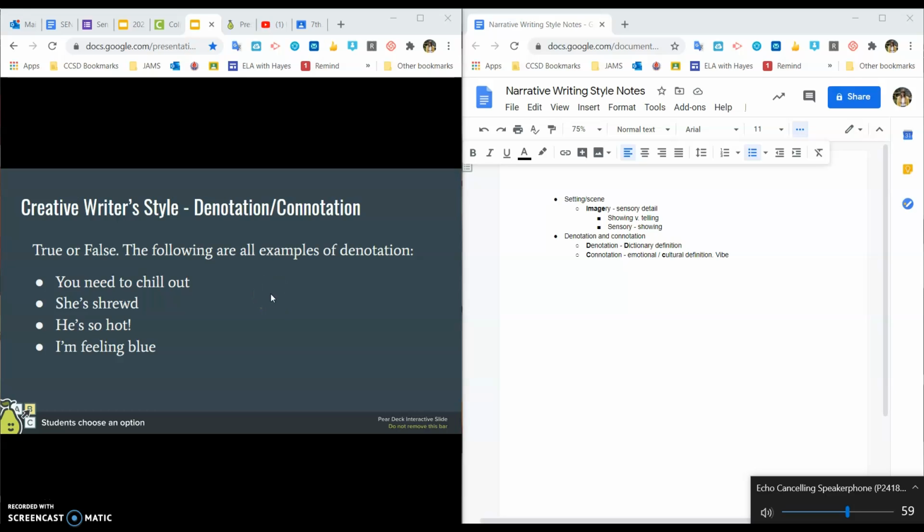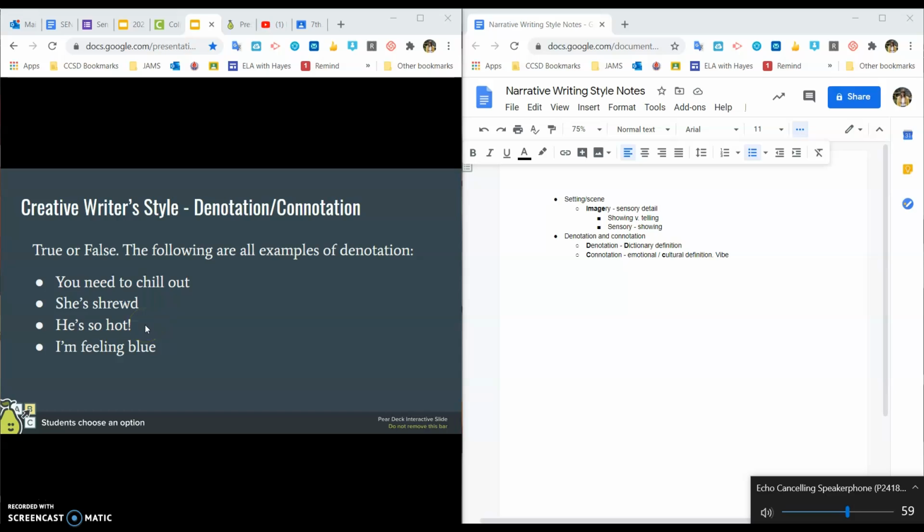This is part of what's a struggle for people learning the language, because connotation isn't typically in a definition. In a dictionary, you only get the dictionary definition. So this is what might confuse some English language learners, and so watch out for that. She's shrewd. This one's straightforward. It's a dictionary definition.